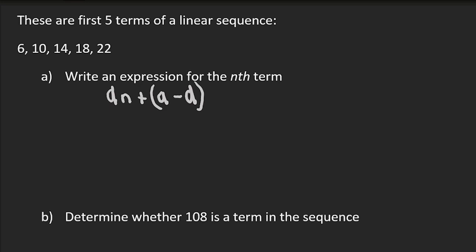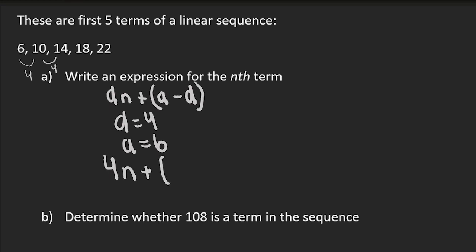So d is the common difference, which in this case would be 4. We can see this because we subtract the first term from the second term. And a is simply the first term, so it's 6. So we would just substitute these values into this expression: 4n plus 6 minus 4. When we simplify this, we get 4n plus 2. And this is our answer.